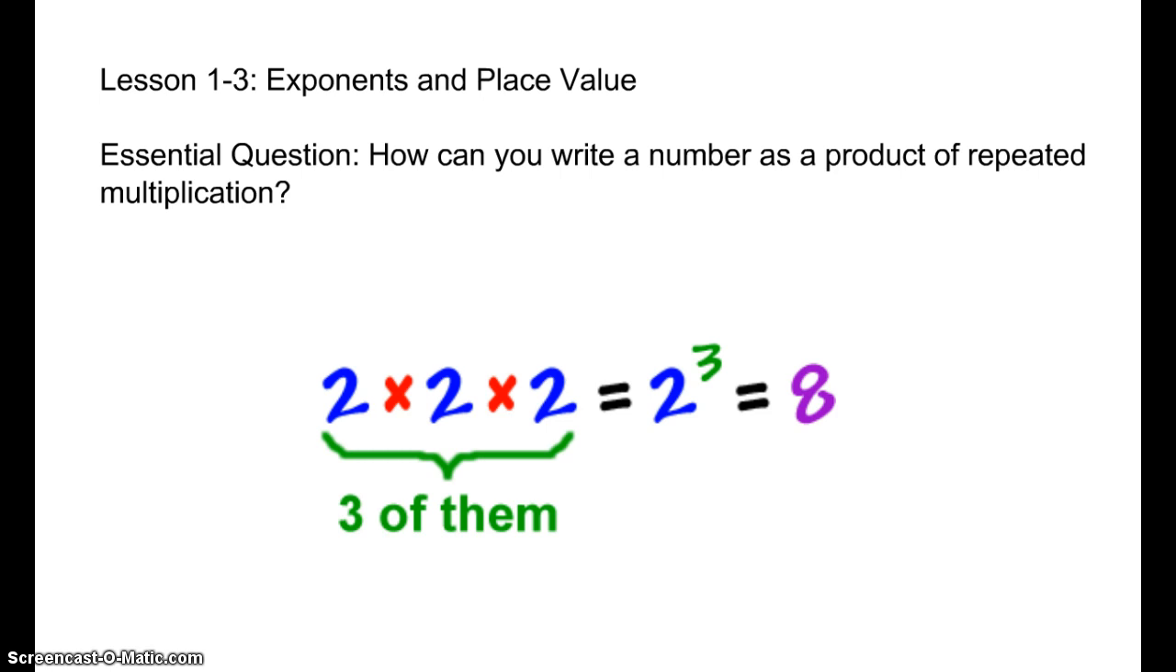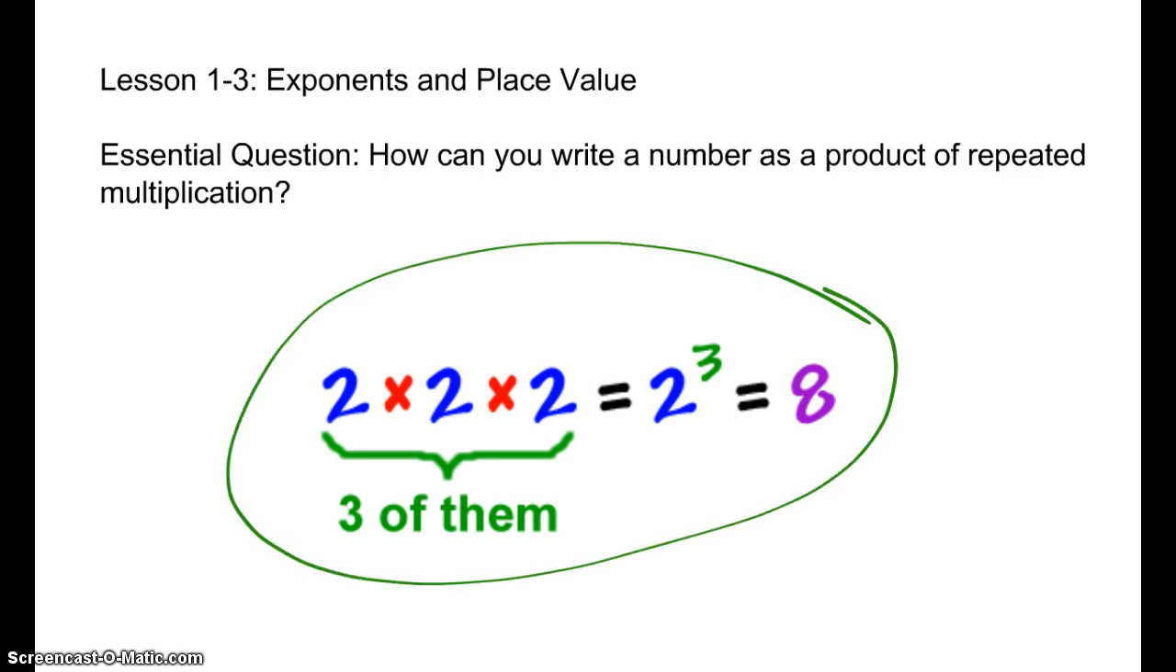Now, if you look at this picture right here, it's actually pretty helpful in explaining what exponents are. So you can see that they started out with 2 times 2 times 2, and that becomes 2 to the third power because there are 3 of them. And 2 times 2 times 2 equals 8. So I would revisit this picture at any point in the lesson if you become confused.